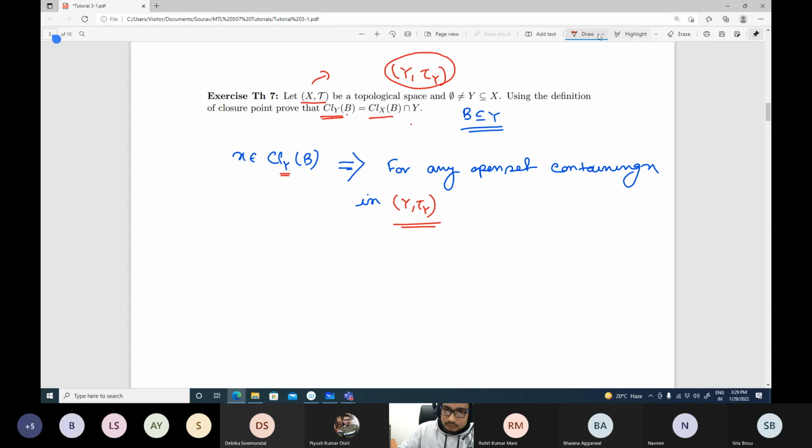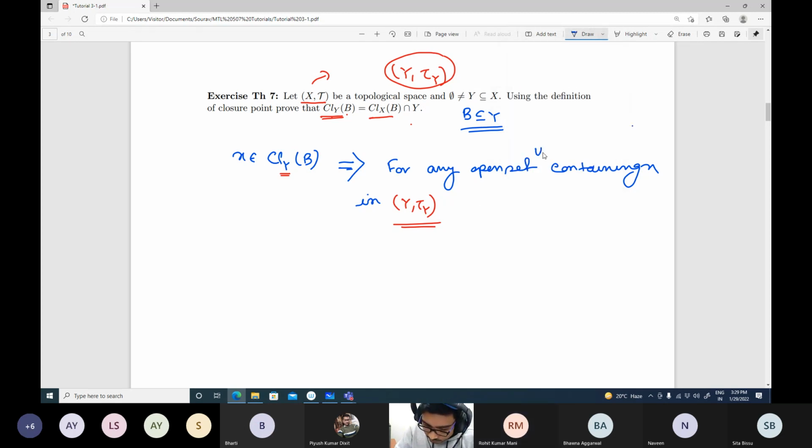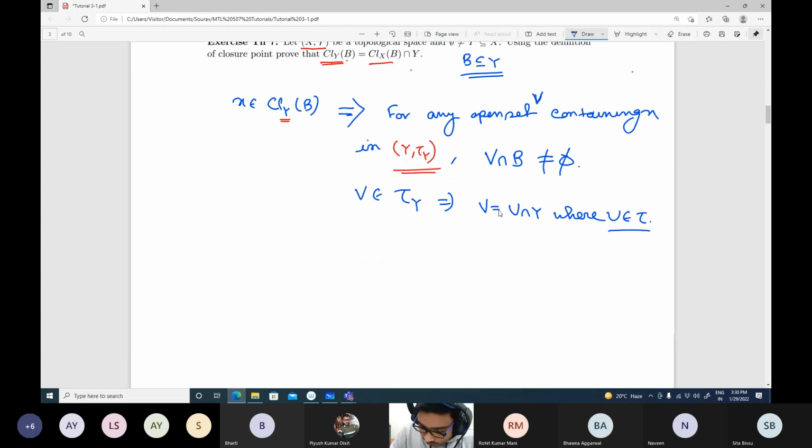Now for any open set V, its intersection with B will be non-empty. Say open set V, then V intersection B is non-empty, right? Now V is open means V belongs to tau Y. Then V can be written in the form of an open set U in topology X intersection Y, where U is open in X. U belongs to tau. Just say U belongs to tau. You don't have to say always that U is open in X. Just say U belongs to tau. That's it. This means U is open in X. Now V is in tau Y.